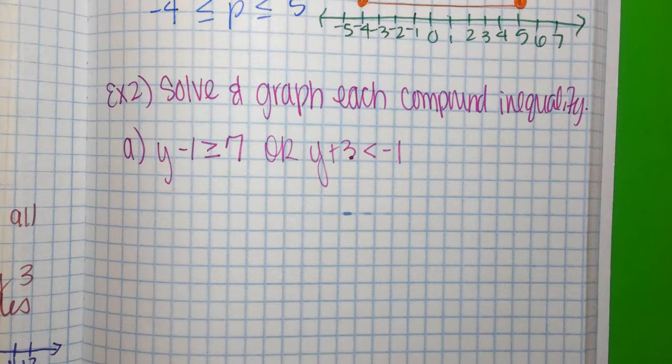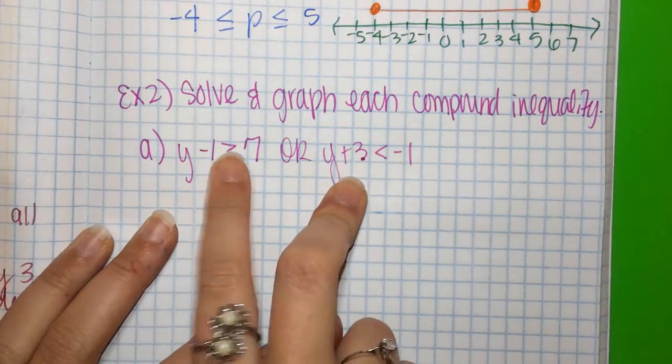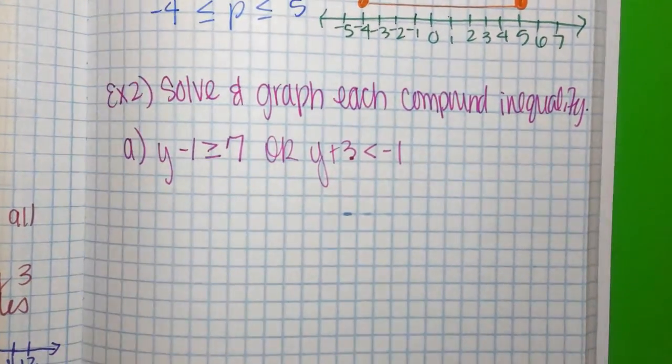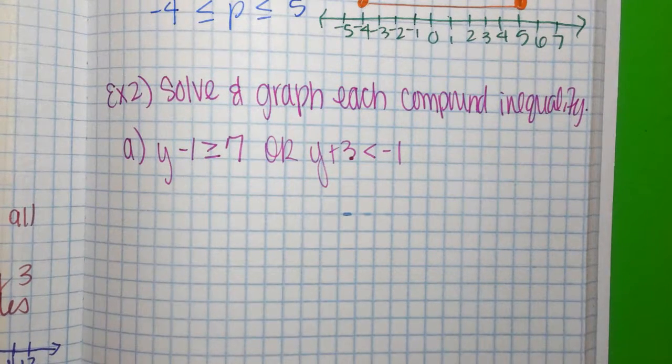Now, do you think that just because it says or, that means you get to pick one? No, that's not what it means. We don't pick one. You still have to do both. The graph is just an or. So still work out both of them.